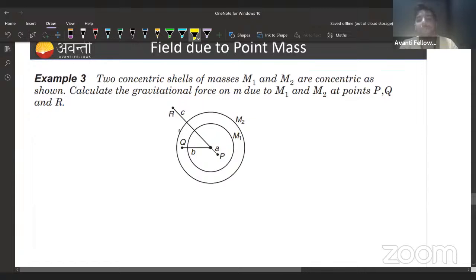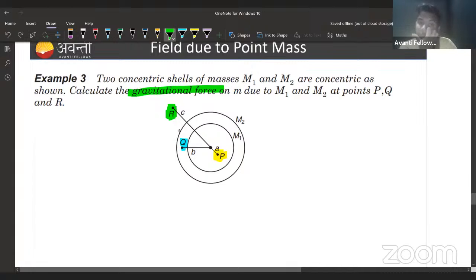So this is the point P if you can see, this is the point Q, and this is the point R. What we have to calculate is the gravitational force, right? And these are two concentric shells. What does a shell do? Inside a shell, we saw, gravitational field and forces are zero. Inside a shell, there is no force, there is no gravitational field.